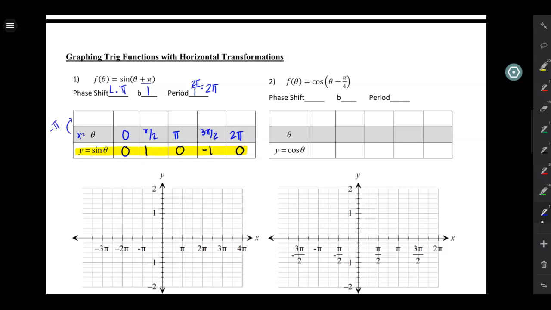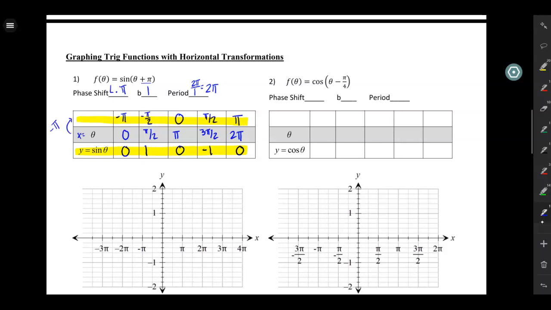So that means that my 0 is going to be negative pi. My pi halves is going to be negative pi halves. My pi is just going to be 0. My 3 pi halves is going to be pi halves. And then my 2 pi is just going to be pi. So now I've transformed my x values. I am just going to graph the two highlighted rows. So the top row that has the pi's in it, that's going to be my x values. And then the bottom line, the 0, 1, 0, negative 1, and 0, those are my y values.